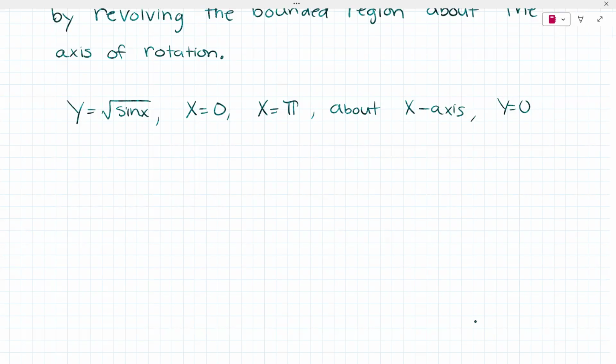So it says about the x-axis, so that means we're going vertical, right? We're going vertical here. Let me show you the image. So let's graph our graph. y equals sine of x. We know that y equals the square root of sine of x would look something like this.